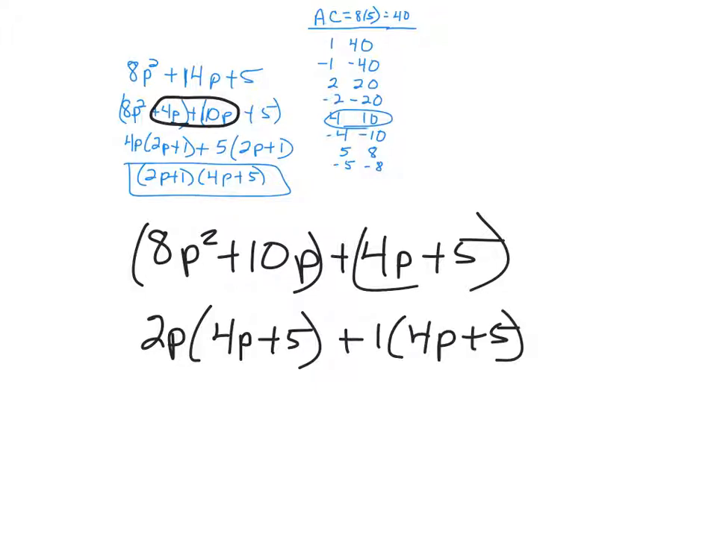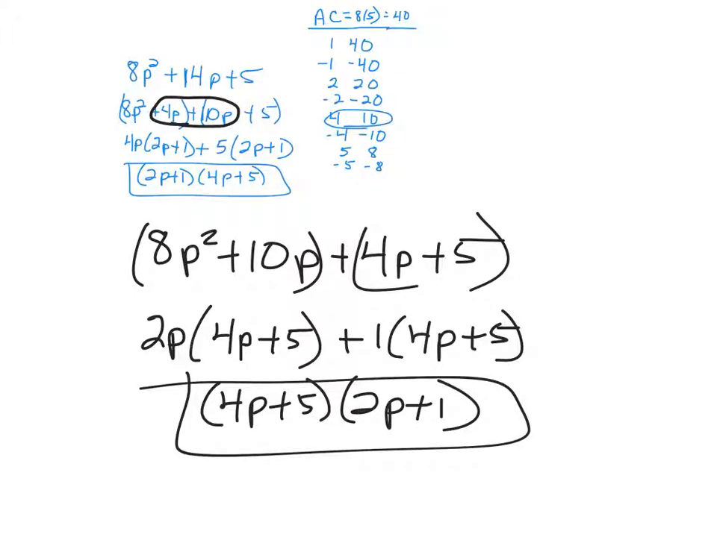So do you see I'm still going to end up with a factor of 4P plus 5 and another factor of 2P plus 1. So it doesn't matter whether you put plus 4P plus 10P or plus 10P plus 4P. You're going to have the same place either way, at the end of the day. Whew, what relief.